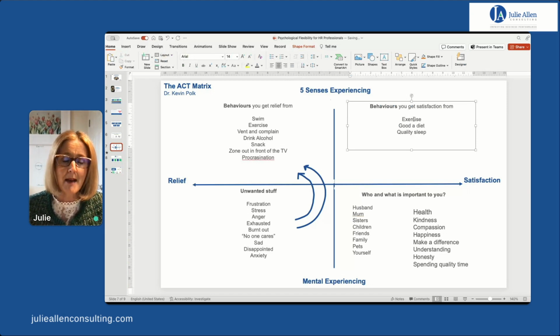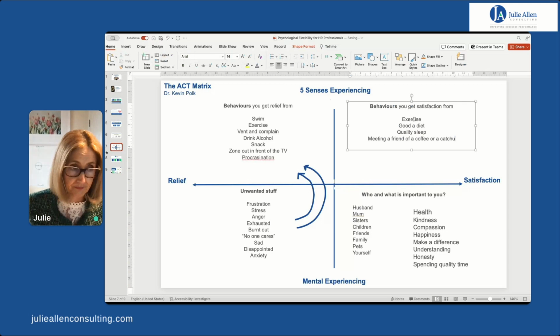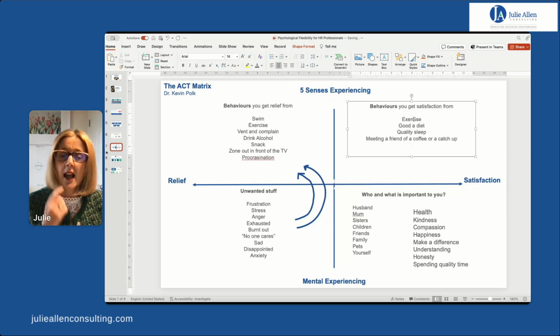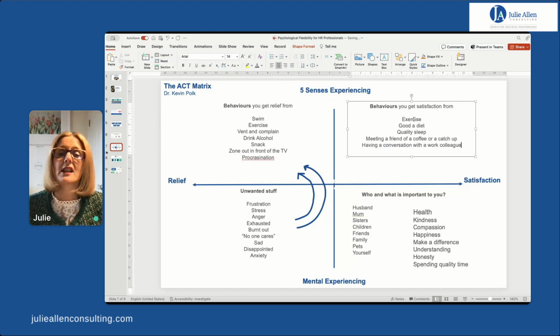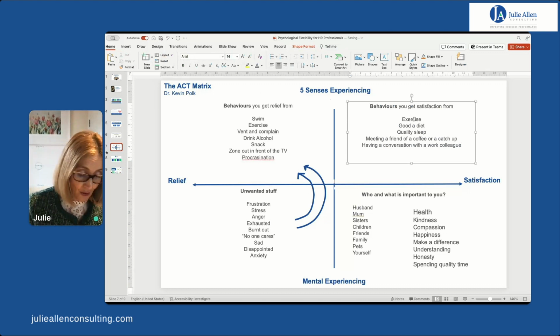What else are the things that might bring you satisfaction in your approach to those people that are important to you? Think about what else might be important to you. So it might be meeting a friend for a coffee or a catch up. It might also be having a conversation with a work colleague, somebody that you've noticed is struggling. It might also be that you take the dog for a walk.